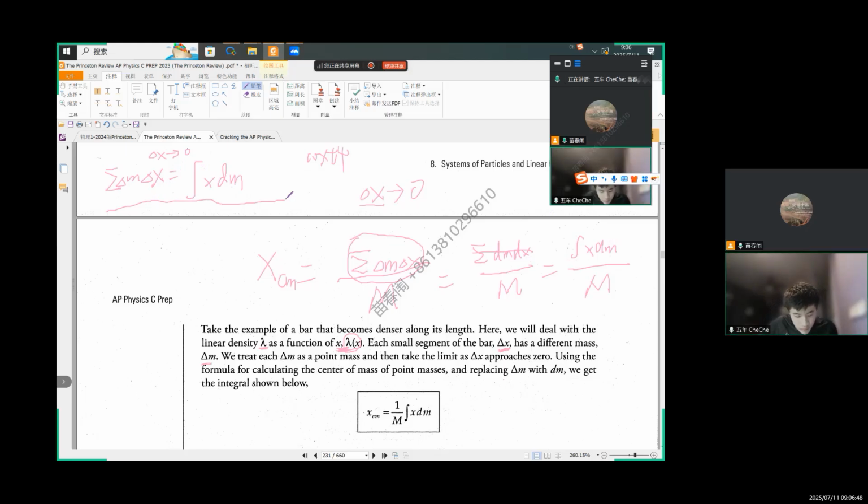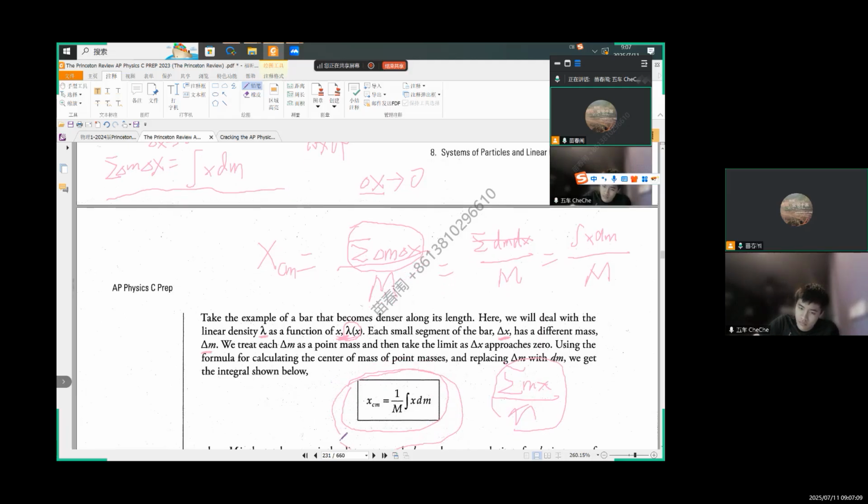And then, basically, this one works. Again, before we just talked about sigma mx. And now we talk about integration x dm over M. Before it's like this, if it's uniform, we use this. If it's not a uniform density, we use something like this. Does that make sense? Yes.